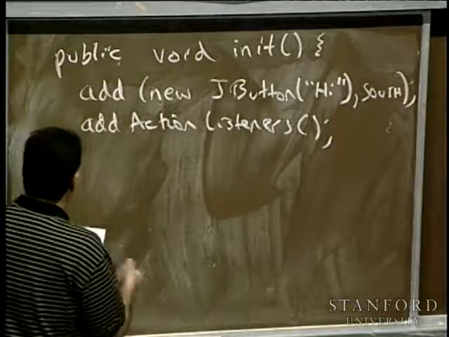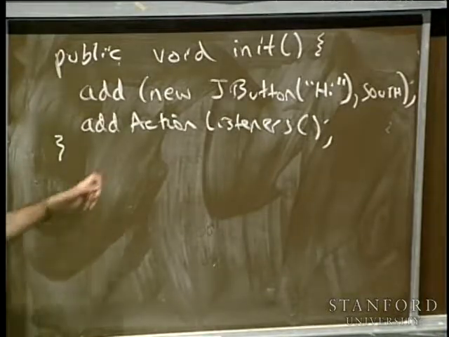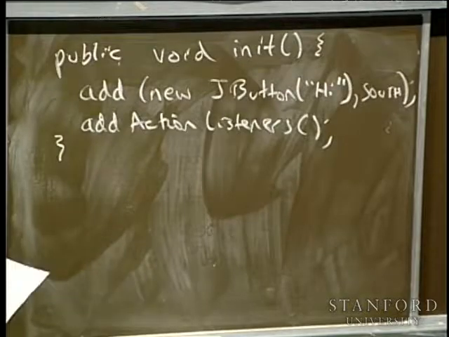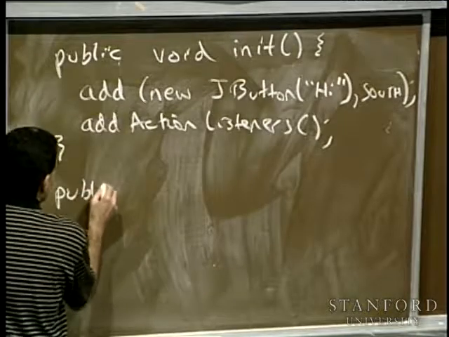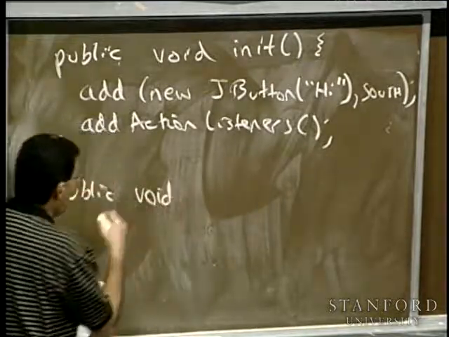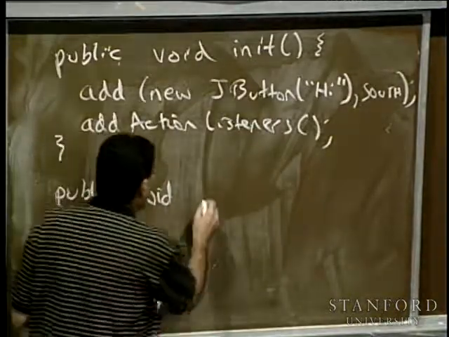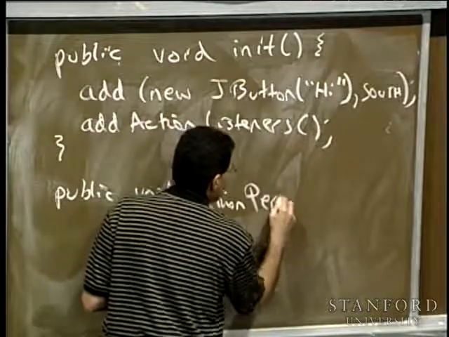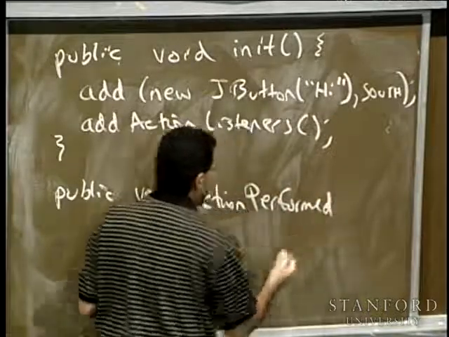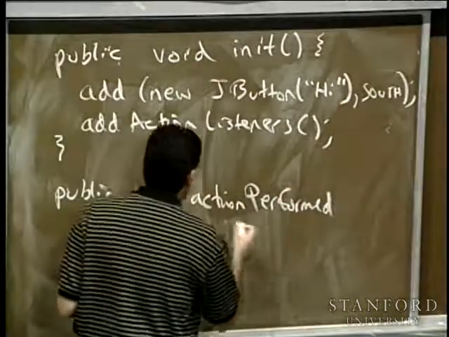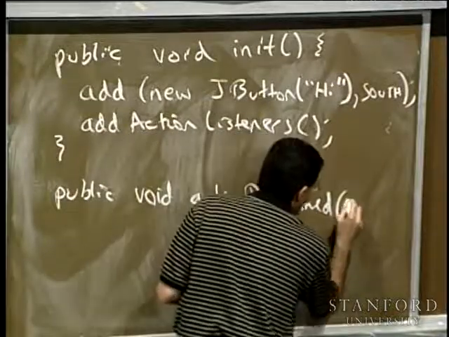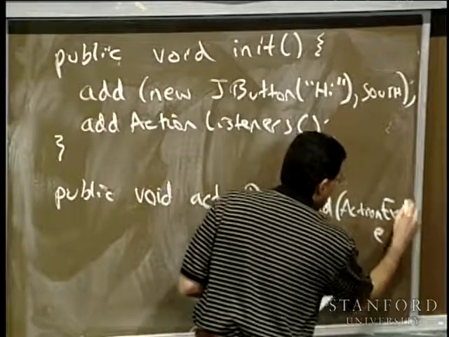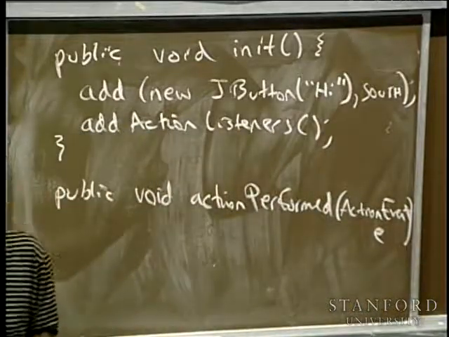Okay? Now, when some action actually gets performed and you've added an action listener, a method gets called for you called actionPerformed. This method is public void, and you should always declare it as public void. It's called actionPerformed, lowercase a, uppercase P. What it gets is a particular parameter, something called an ActionEvent, and I'll just call that e. That's the parameter that it gets automatically.